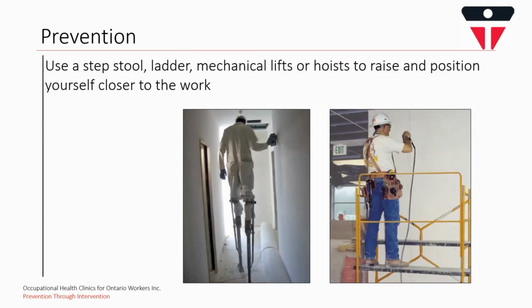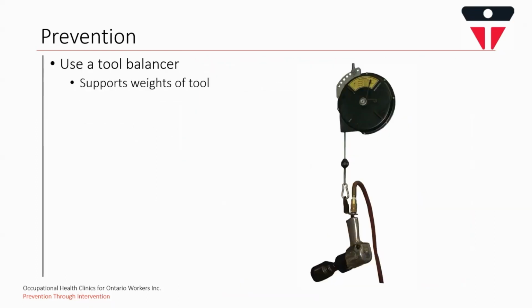You can use a step stool, ladder, mechanical lifts, even stilts or hoists to raise and position yourself closer to the work so you're not reaching up and out, away from the body. You could use something like a tool balancer, which supports the weight of the tool itself. As a result, all you're doing is guiding it and not supporting the weight.